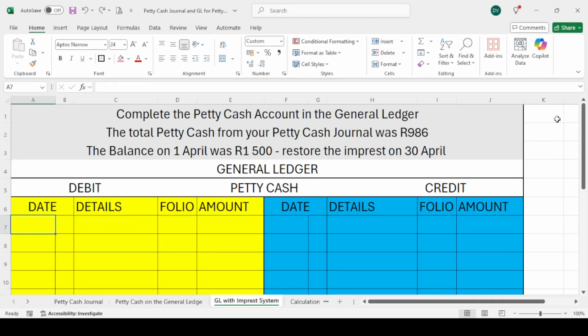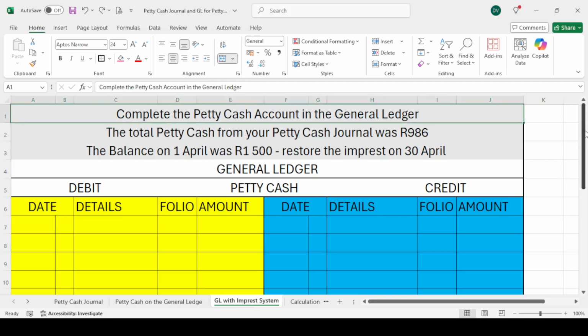As promised, I'm back with your petty cash in the general ledger using the Imprest system. Right, so I want to start off just with the instructions. What it could look like is something like this. It will say to you, complete the petty cash account in the general ledger.